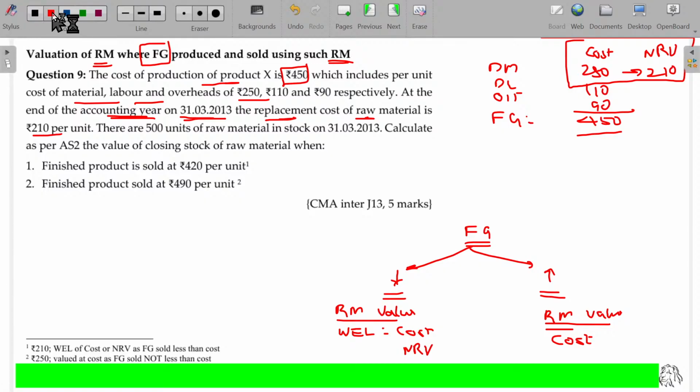Now, as finished goods are given here, you have to verify whether the value of the finished goods decreased in the market or not. There are 500 units of raw material in stock on 31st March 2023. Calculate, as per Accounting Standard 2, the value of the closing stock of raw material when the finished product is sold at 420. 420 means this option.